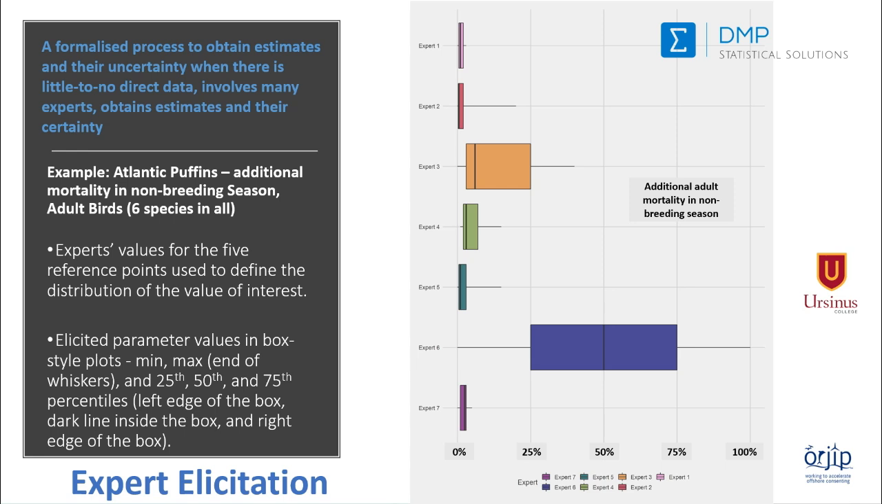You can see that the elicited parameter values are then shown in box-style plots, primarily determined by the median value, but also capturing uncertainty through percentiles. So in general, for puffins, the estimated additional mortality in the non-breeding season, as you can see, was relatively low, on the order of 1 to 5%, maybe around 10% from some experts, with one expert actually having a much higher estimate of potential additional mortality, but also a wide range of uncertainty around that.